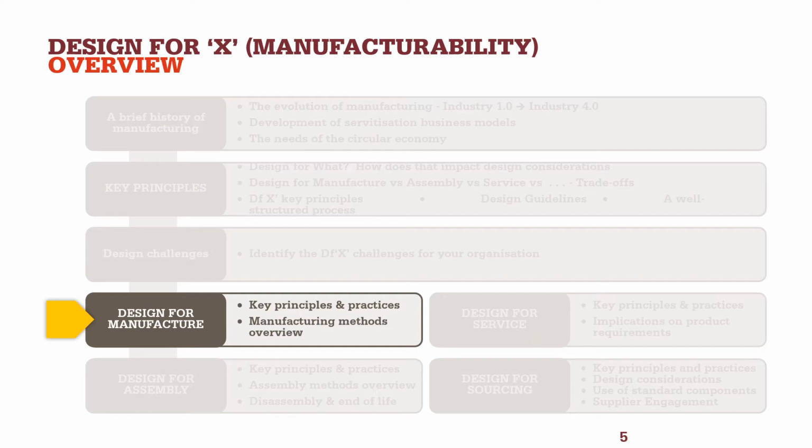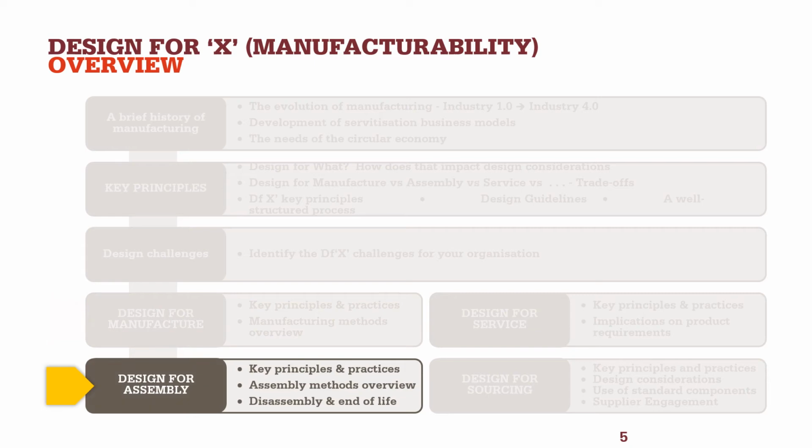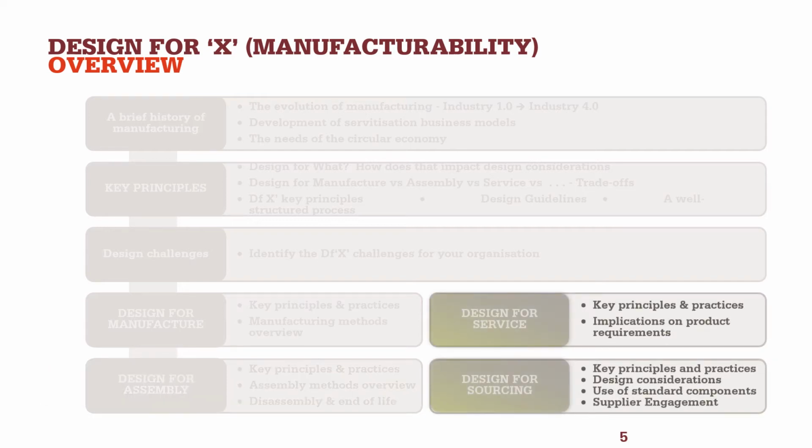On this course, we will look at design for manufacture, the process of making parts, and design for assembly, the process of putting parts together. And all these units make up the design for manufacturability course. In future, we'll be developing modules to cover other aspects, initially service and sourcing, that you'll be able to come back and do at a later date.